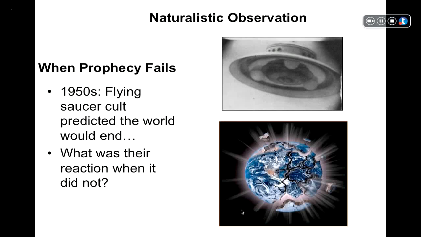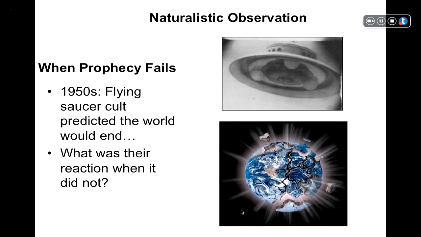A study was done by a well-known social psychologist known as Leon Festinger. Festinger's at Stanford now, but back in the 50s, Festinger and his colleagues came across an article in a newspaper about a cult. And this cult was led by a woman named Mrs. Keach. And Mrs. Keach claimed to have been communicating with aliens, and these aliens said that the world's going to end.